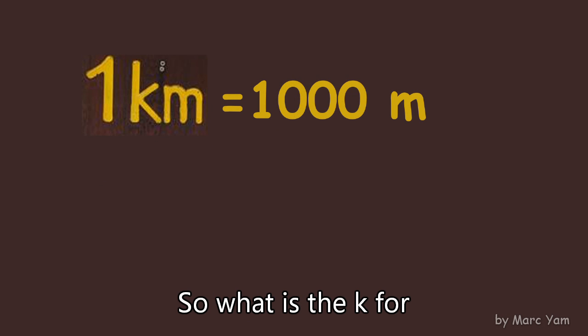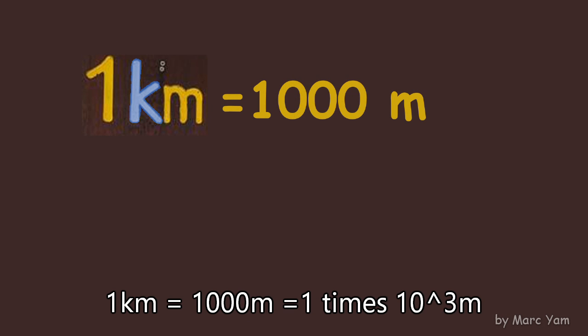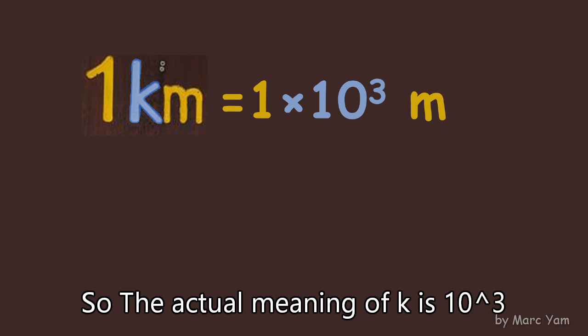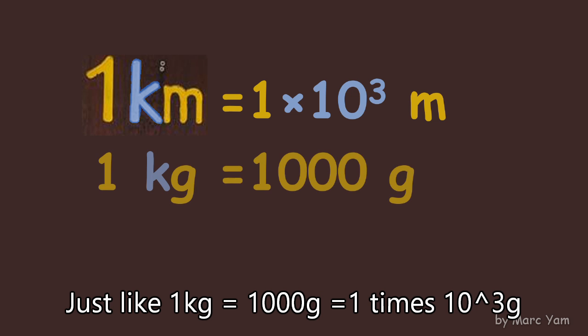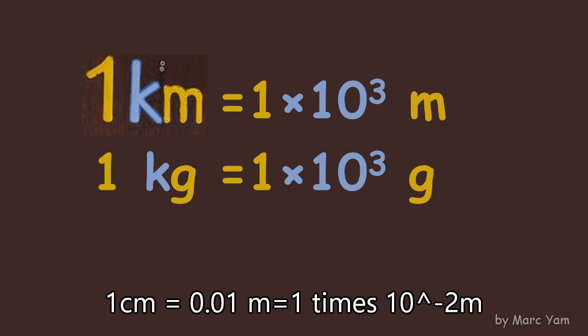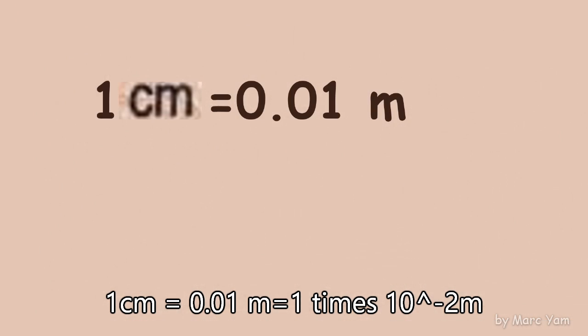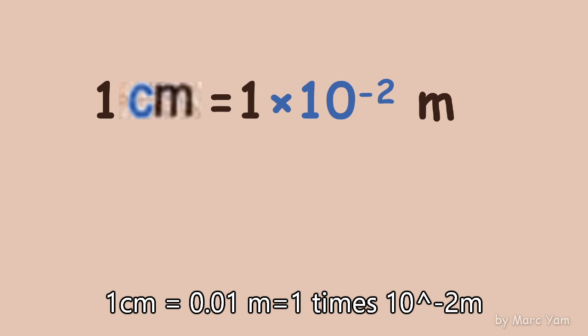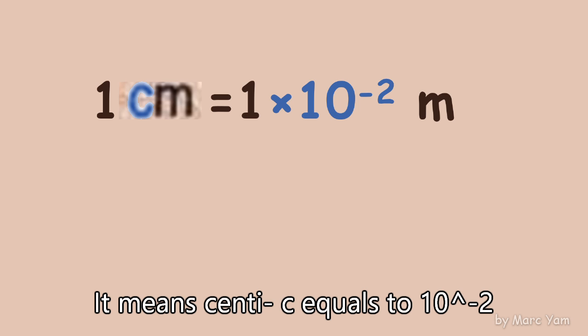So, what is the K for? 1 kilometer is 1,000 meters is 1 times 10 to the power 3 meters. So the actual meaning of the K is 10 to the power 3. Just like 1 kilogram equals to 1,000 grams and equals to 1 times 10 to the power 3 grams. How about the cm then? 1 centimeter equals to 0.01 meters and equals to 1 times 10 to the power negative 2 meters. It means that the centi, C, equals to 10 to the power negative 2.